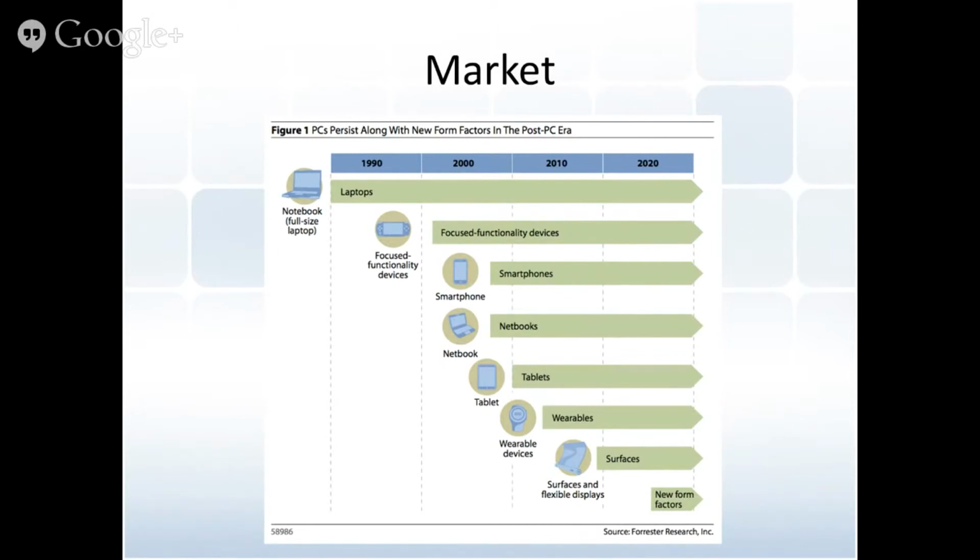Tablets, wearable devices like the smartwatch. There's a smartwatch from Samsung, where the watch can control the phone. That's pretty cool. And Surface, flexible displays. We can say Microsoft Surface or something else like Kindle. Those are pretty good, pretty cool.